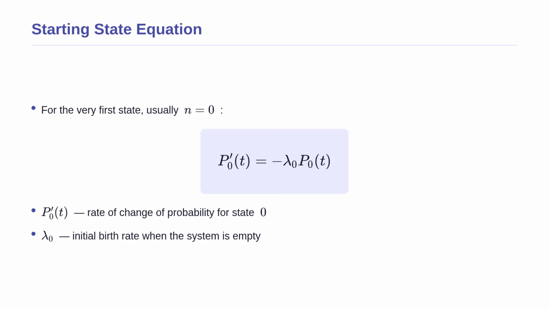This brings us to a simpler version of the equation for the starting state. If we are looking at the very first state, usually state 0, there is no state below it to transition from. Therefore, the equation drops the second term entirely. This tells us that the probability of staying in the starting state only ever decreases over time. As time goes on, births will eventually happen, pushing the system out of state 0 forever. The negative sign perfectly captures this continuous loss of probability.